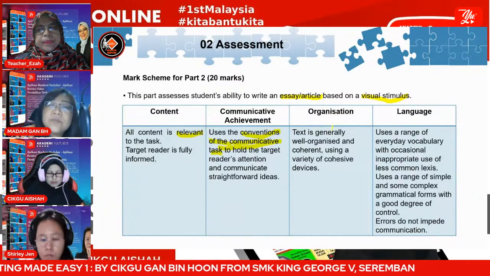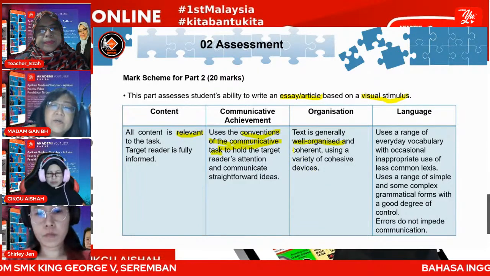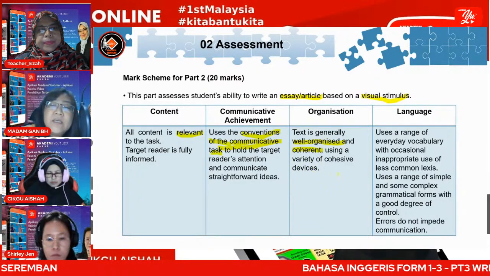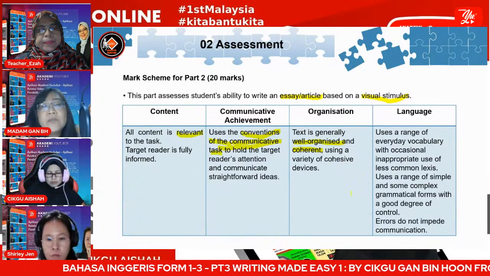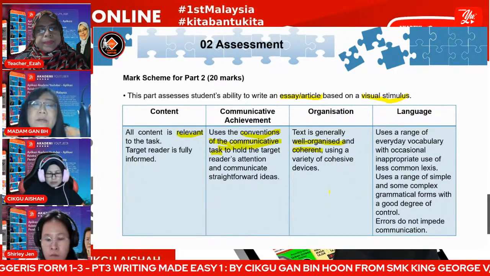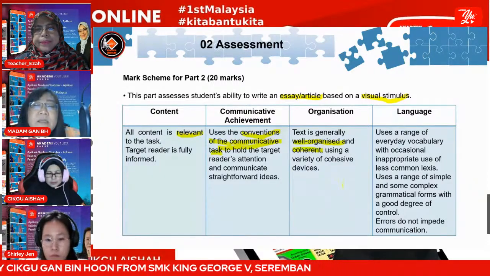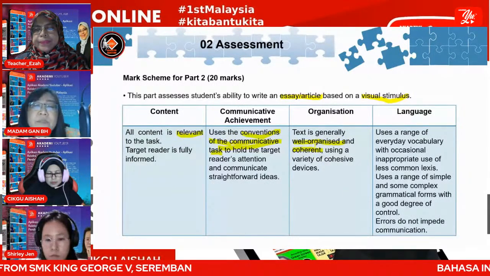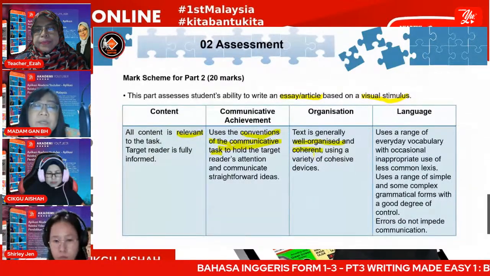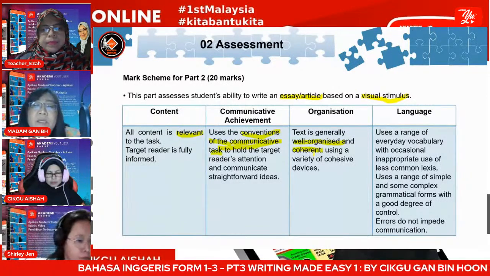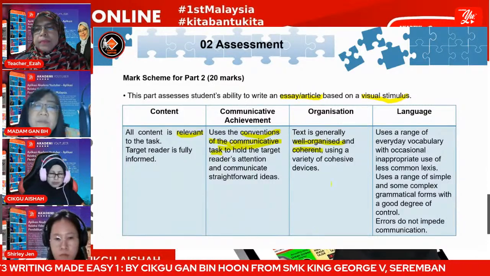Okay, organization, how to score 5. The text is well organized. Organized means there is paragraphing and it is coherent. Coherent means there are linking words to join sentence 1 to sentence 2, or paragraph 1 to paragraph 2, paragraph 3. So there is a flow. When you read, you know. You have words like then, next. These are the linking words that need to be used so that your paragraphs are well organized. Coherent means they are linked together properly: paragraph 1, how you link to paragraph 2, how you link to paragraph 3, and other paragraphs.